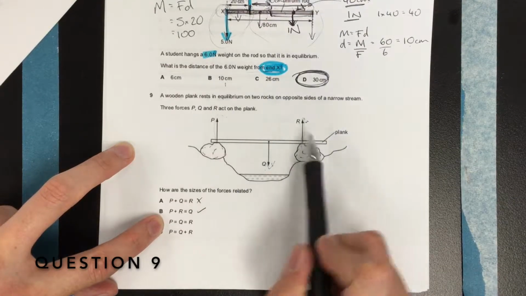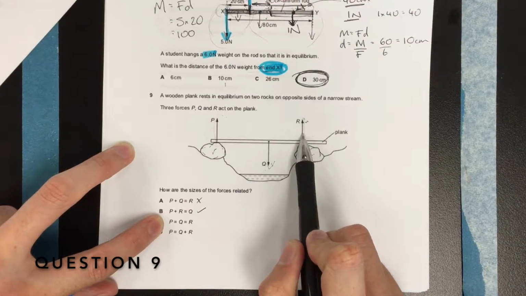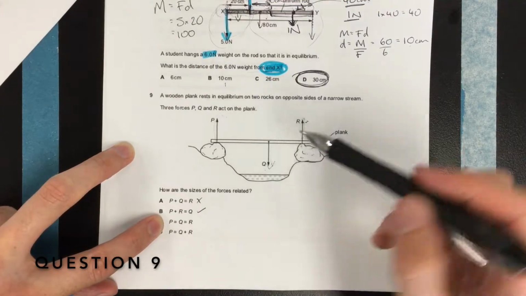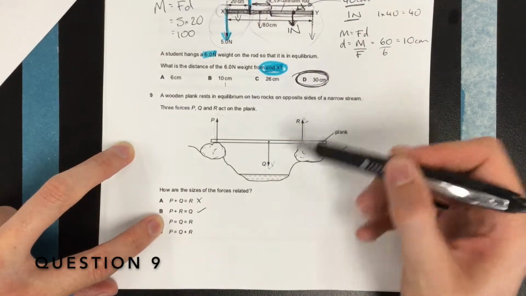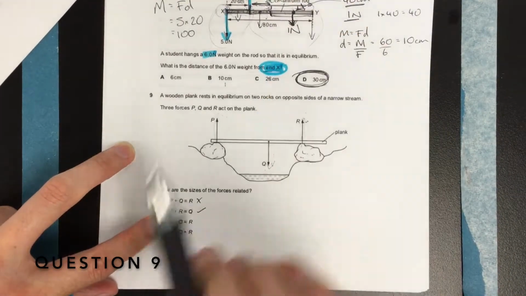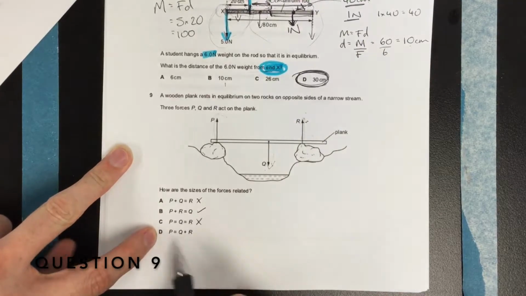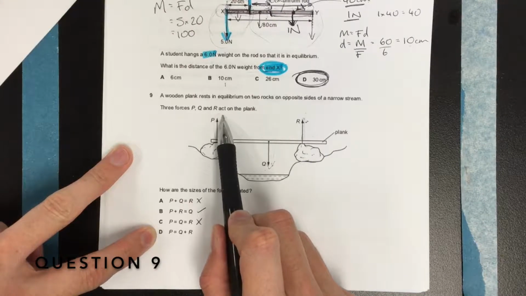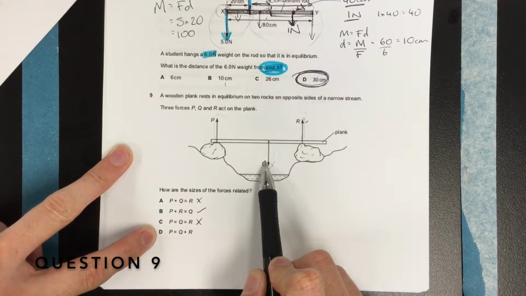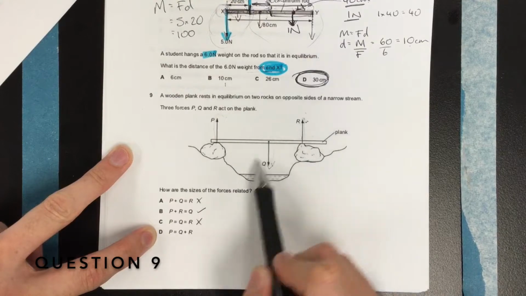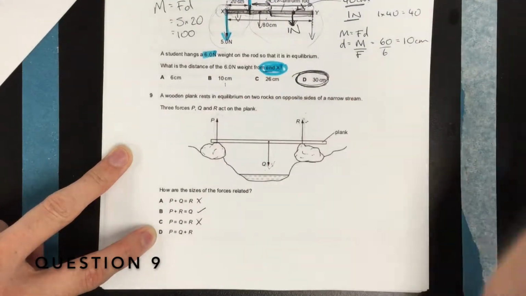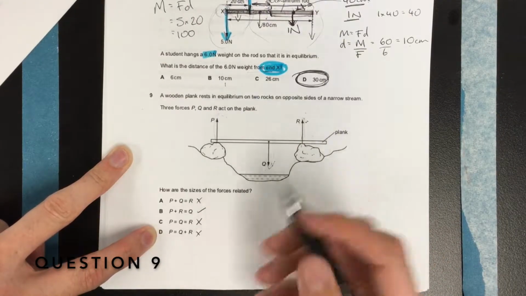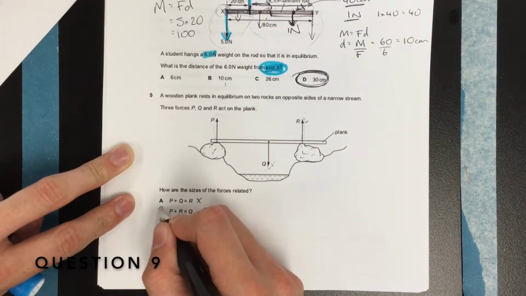P equals Q equals R. So I know that P and R are the same size, so that makes sense. But then P and R and Q should not all be the same size, because then the total of these two together would be twice as big as that, and it would be taking off into the air. So that can't be right. Answer D, we're saying that this force is equal to this plus this. So again, that doesn't make sense, because these two would cancel out and then it would fly off. So no, it has to be the only one there. So it is B. There we go.